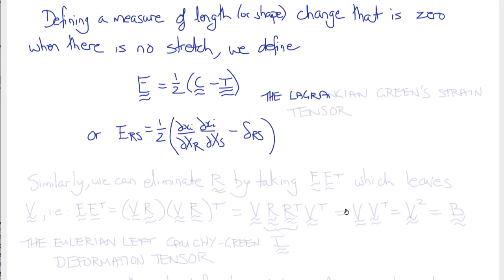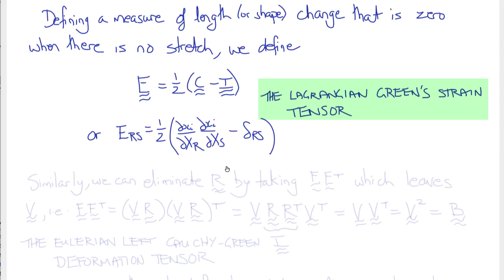You can see why we've subtracted I from C to get a tensor that's zero when there's no strain or no shape change. The factor of 1/2 comes from the fact that this expression is squared. What we'll see later is that the Lagrangian Green strain tensor is really a measure of length squared change rather than length change. And that comes about from Pythagoras. Namely, length changes in multiple dimensions, in 2 or 3 dimensions, involve the square root of sums of squares.